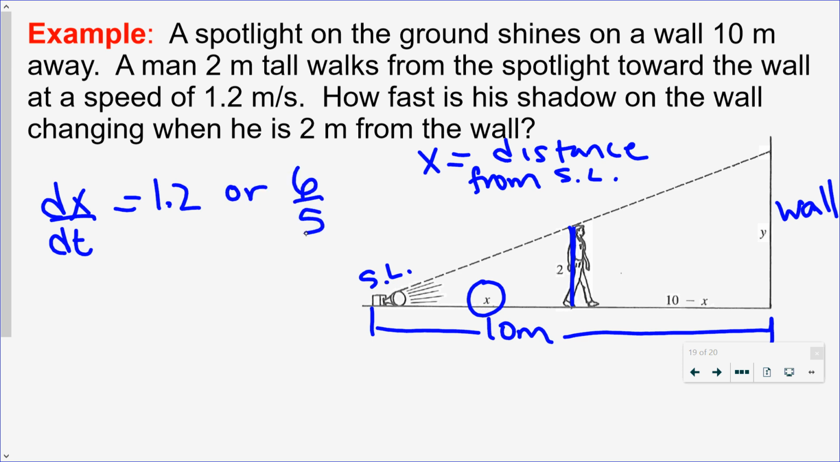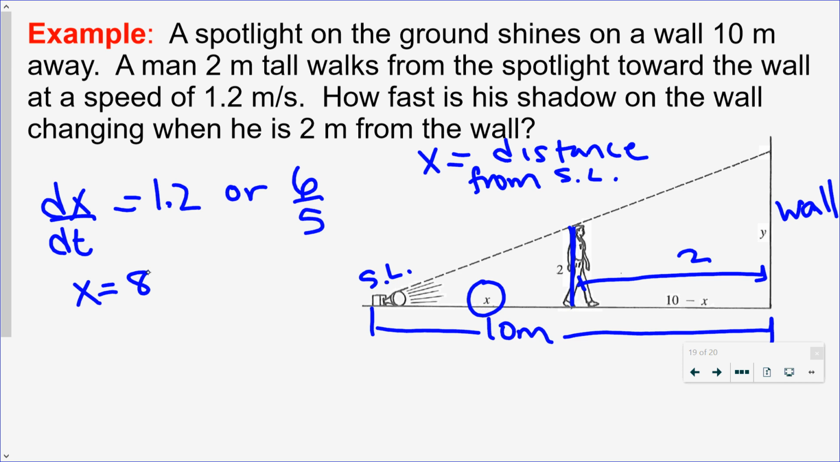Now I want to know that rate of change when he's 2 meters from the wall. So when this distance here is 2 meters, if he's 2 meters from the wall, he's 8 meters from the spotlight. So this is when x is equal to 8. So let me say that again. When he's 2 meters away from the wall, since the total distance is 10 meters, he's 8 meters away from the spotlight.